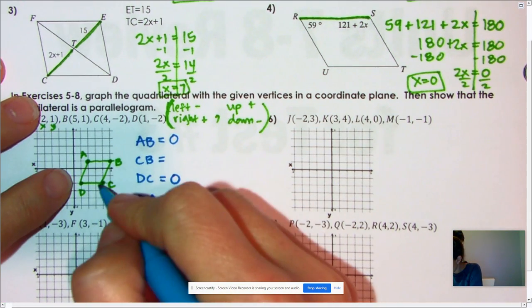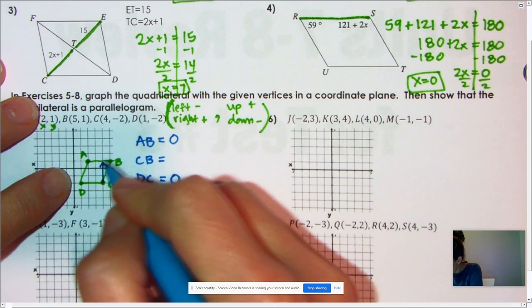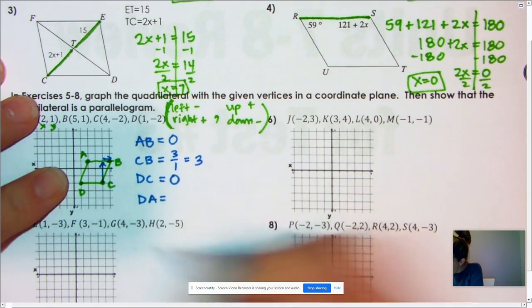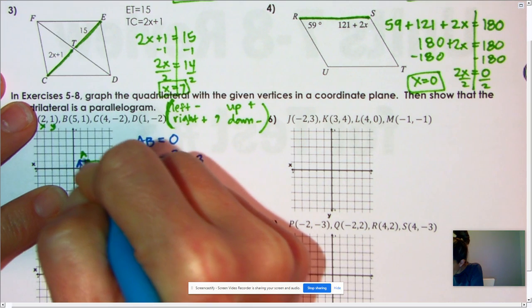Then C to B went up by 3, over by 1. So up by 3, over by 1. This one went up by 3, over by 1.